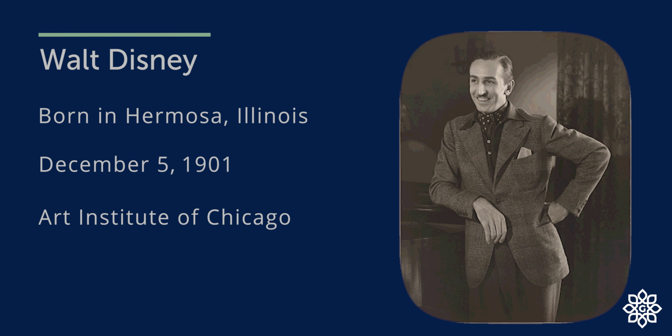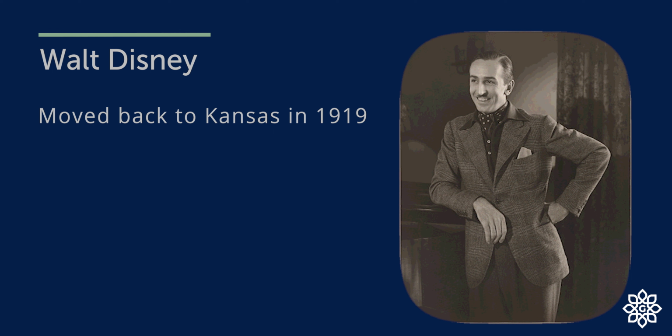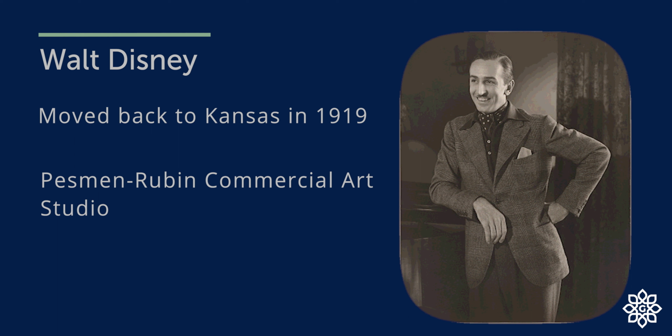At the age of 16, he attempted to join World War I but was rejected because he was underage, and later worked as an ambulance driver for the Red Cross and was posted in France. So after the World War ended, Disney moved back to Kansas from France, and it is where he worked as an apprentice artist at the Pesman Rubin Commercial Art Studio, where he drew illustrations for advertisements.